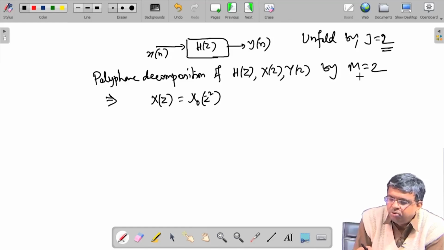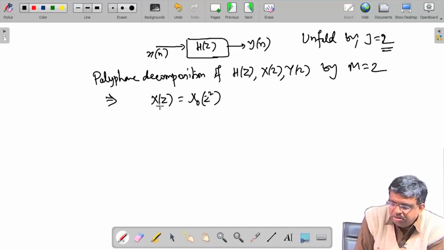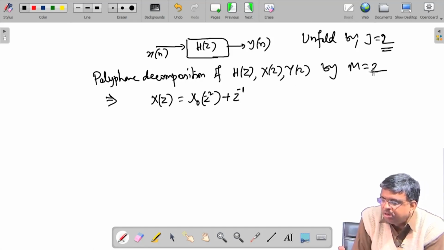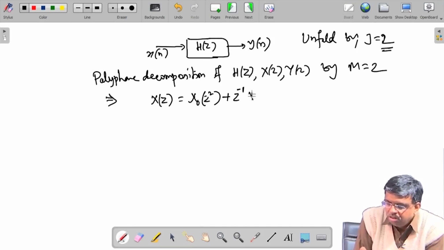So, x of 0 earlier was x 0, now also x 0, but x of 1 earlier was located at 1, now it will be located at the 2nd position. X of 2 earlier was at 2, now it will be at the 2 into 2, 4th position, and so on and so forth. This is just from the general description earlier. This will be X0 of z square, and then z inverse times the other component, which will stop at 1 because capital M minus 1 is 1 only.